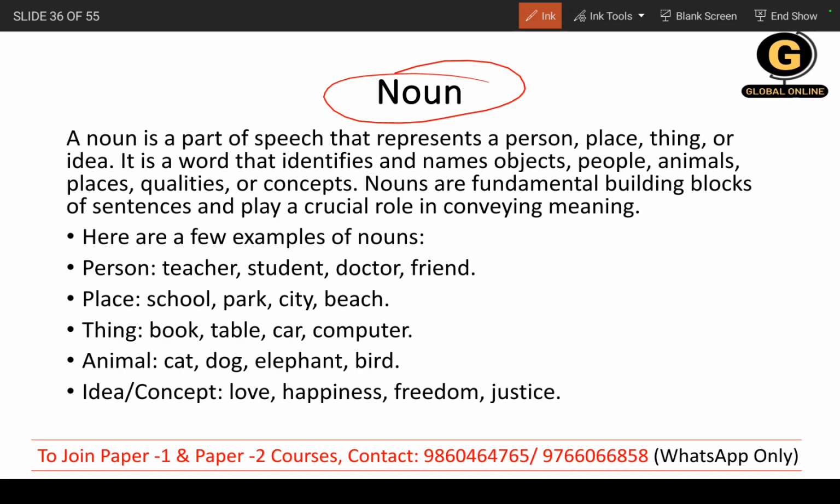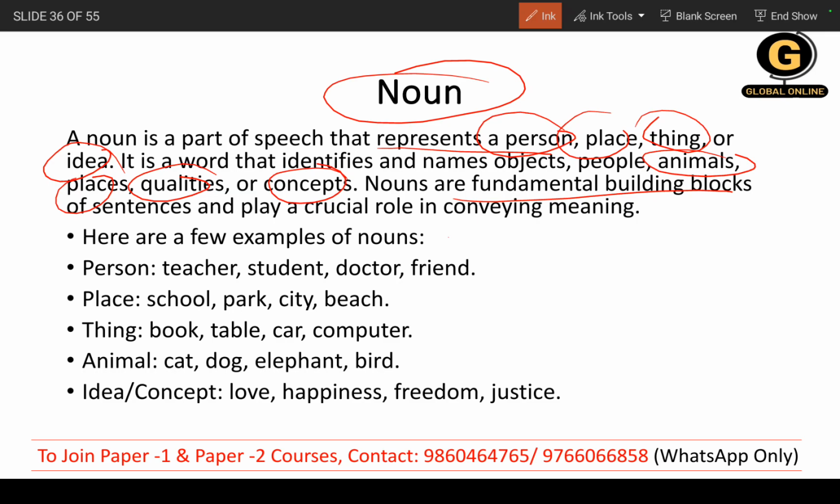If you're naming something, that is a noun. If something has a name, that is a noun. It can represent a place, person, thing, or idea, or a feeling also, like concepts, qualities, places, animals, right? These are the fundamental building blocks of a sentence, and it's very crucial to understand that.